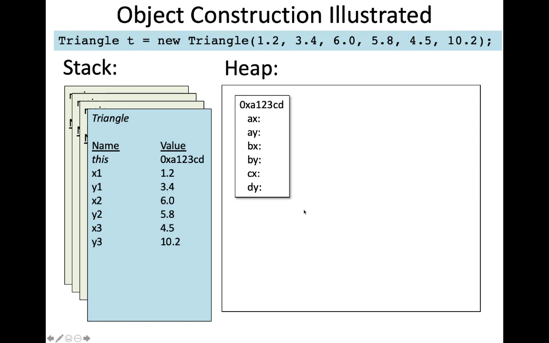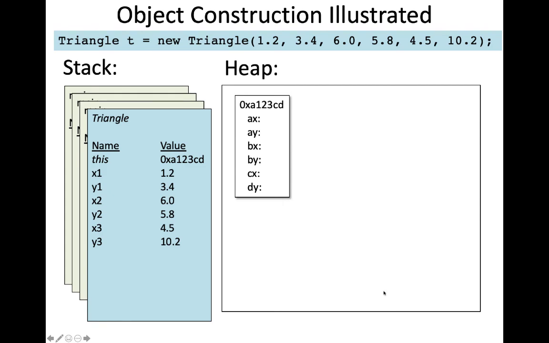I passed it values, 1.2, 3.4, 6.0. Those were parameter names, so we know where parameter names go. Those go on our call frame too, right? They act like local variables. So those are x1 through y3. Those are the values that came from my parameters. And now my constructor is ready to do its job, right?